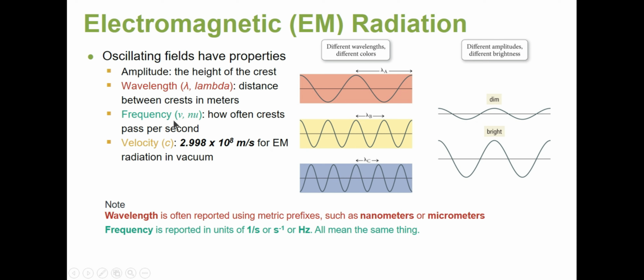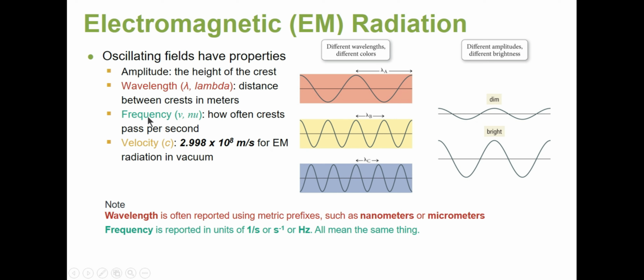The next one is frequency. How often do crests pass per second? Note that I can't see frequency on a picture because frequency is about motion. It's about time, and this is a static picture. But if I were watching this over time and standing in a particular place, and I were watching how frequently a crest passes that particular point, and I timed that, that's going to be my frequency. So it is going to be in per second. So how many waves per second? So inverse second. It's a very unusual kind of unit.